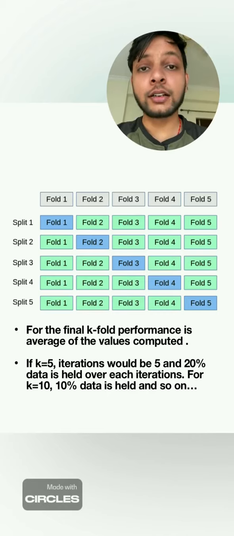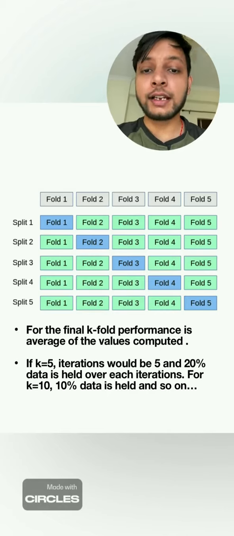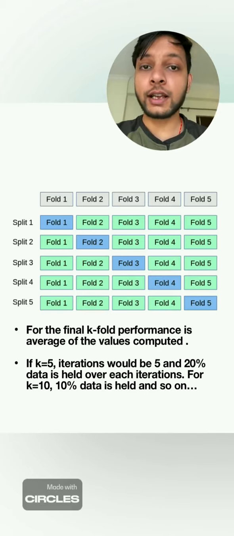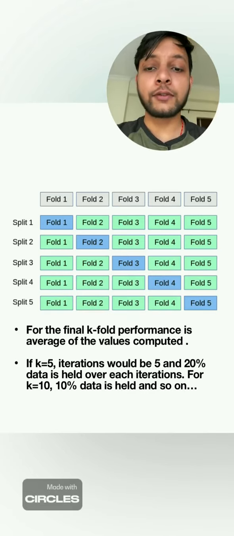You can also decide how many folds you want. Say if you have 5 folds, you would have 5 iterations and 20% of the data would be held for validation. If you decide you want 10 folds, you would have 10 iterations, and in each step you would have 10% of the data held for validation.